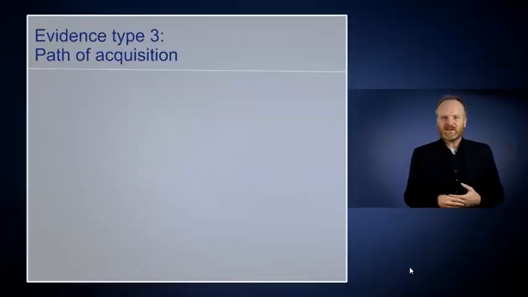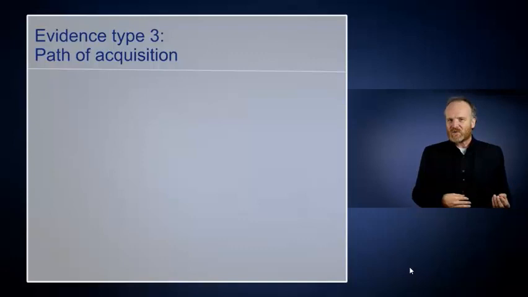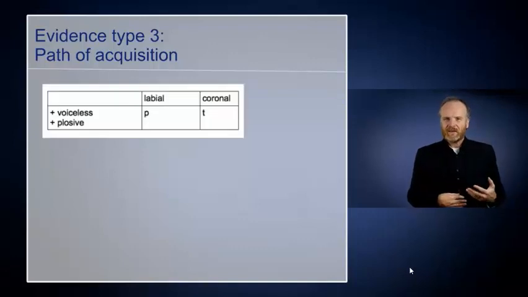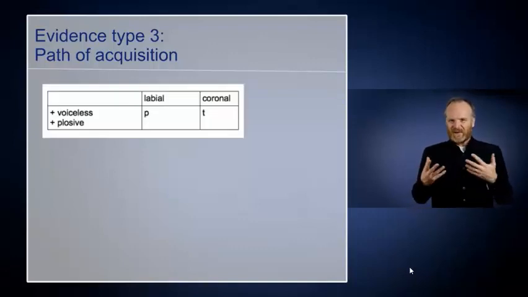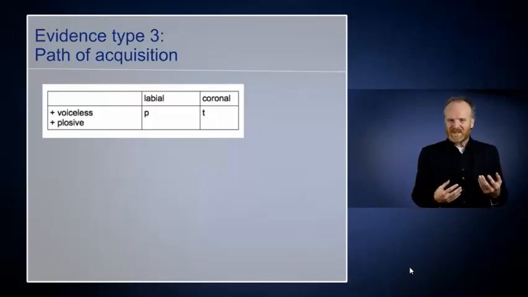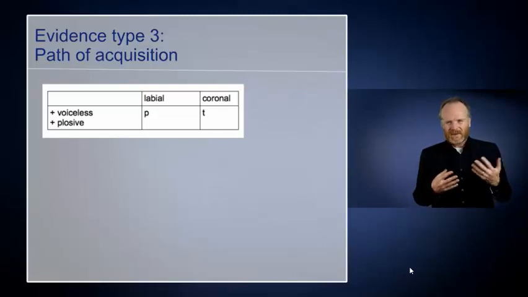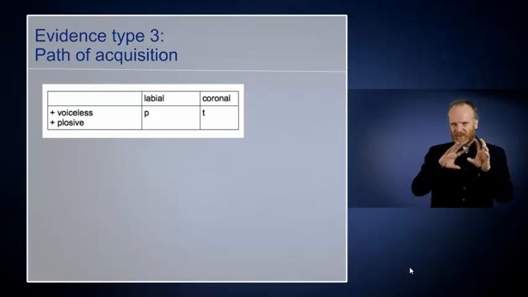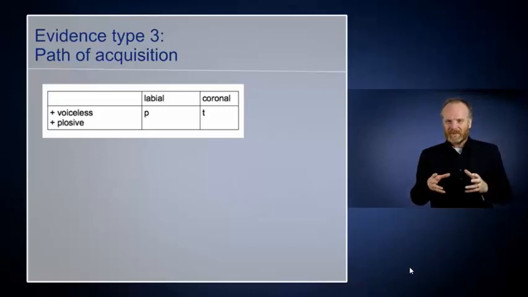Features also help us to describe and understand the path of acquisition, the order in which children learn the sounds of their language. A common path for children learning English, for instance, is that first they know the sounds P, T. What that means is they have then only learned the features voiceless, plosive, labial and coronal. Think about this for a little bit. If you have those features, you can make two sounds, P and T.